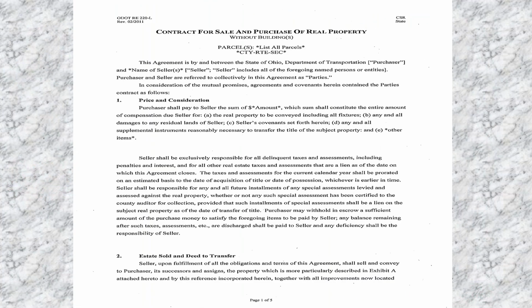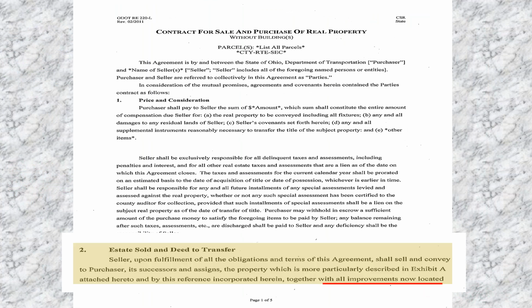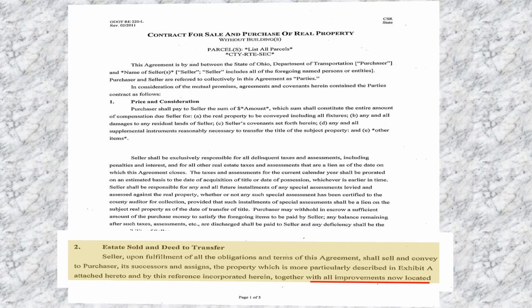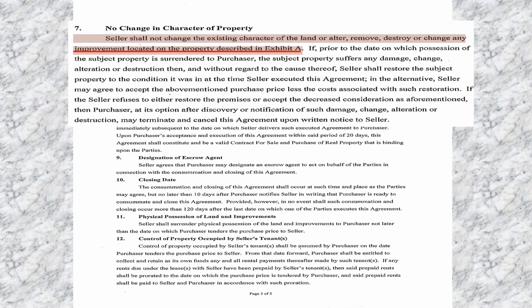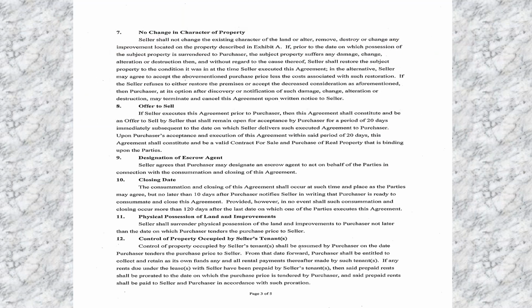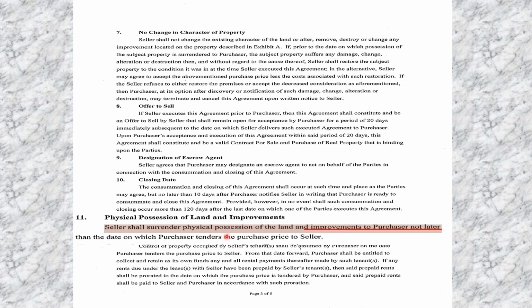All right, taking a look at our contract. This is the 220L. Just pointing out that the improvements are pointed out on this contract. So this is why we don't need to utilize a bill of sale when dealing with fee simple purchase. All right. Seller shall not change the existing character of the land or alter, remove, destroy, or change any improvement located on the property described in Exhibit A. Seller shall surrender physical possession of the land and improvements to purchaser, not later, and then it goes on to mention dates.